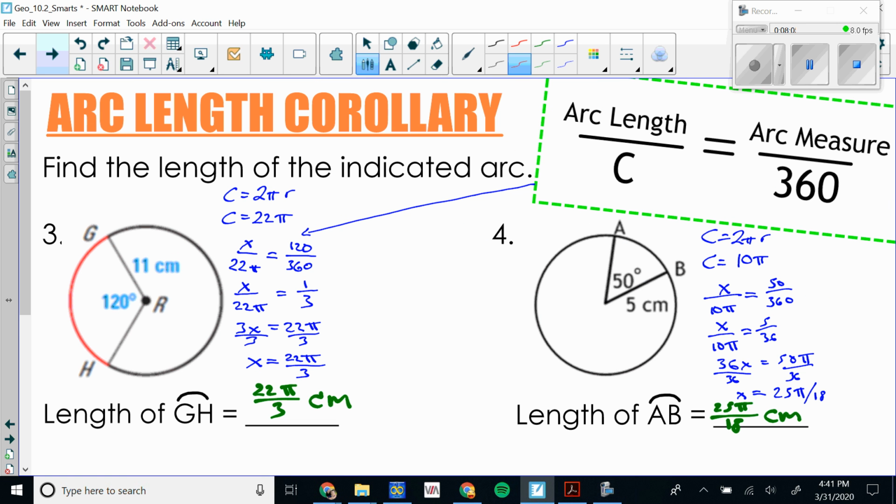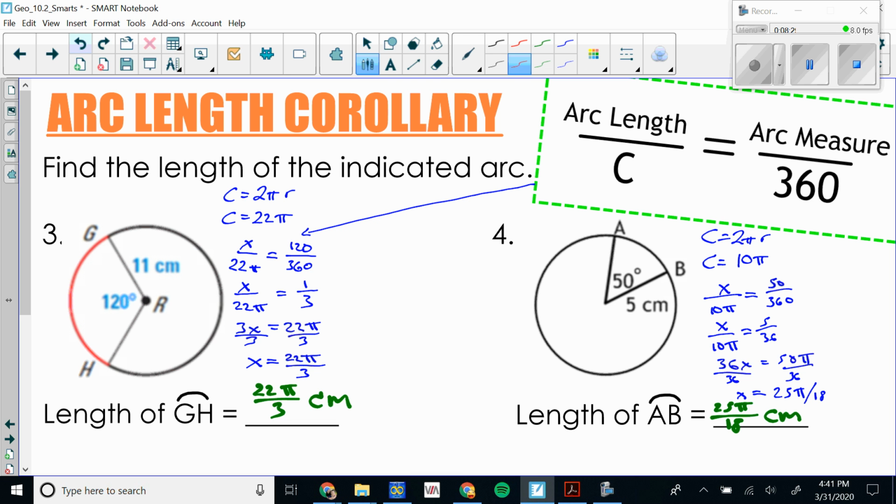All right, arc length, again, same idea. I think it's actually the same problem, just different numbers. So again, find the circumference to start with. They give us 11 again for the radius, so I'm going to put that in for r. Circumference is 22 pi. Again, you can see the arrow that I drew right here. We're going to use that formula.